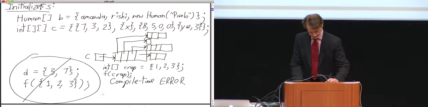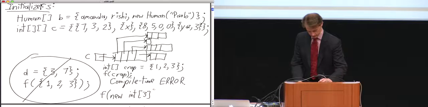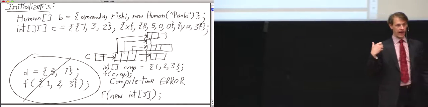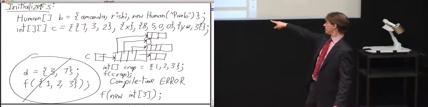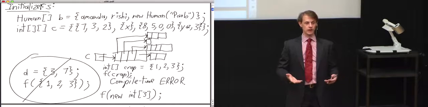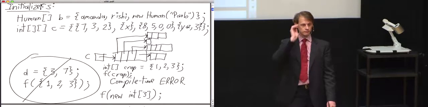Can you write new integer array? Yes, you can do that, and it will compile and run, but the new integer array is not initialized, so it's just zeros.